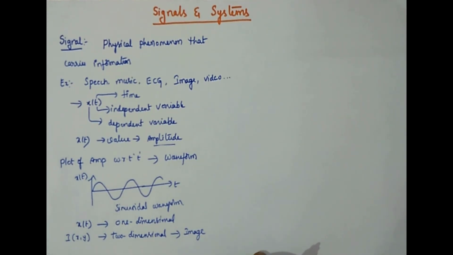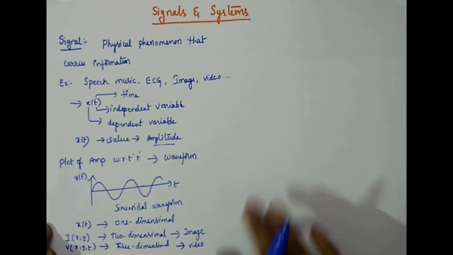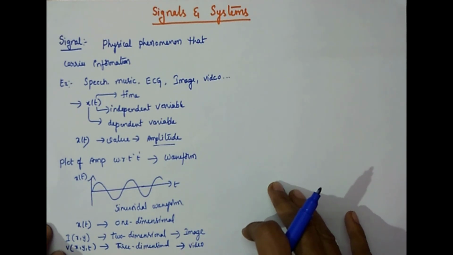Now you may have one doubt. You are saying it is an image, but you are writing it under signal. Remember, image is a signal. Image is a two-dimensional signal. And another one, v of x comma y comma t. This is a three-dimensional signal. It is nothing but your video signal. Video is also a signal, and it is a three-dimensional signal.